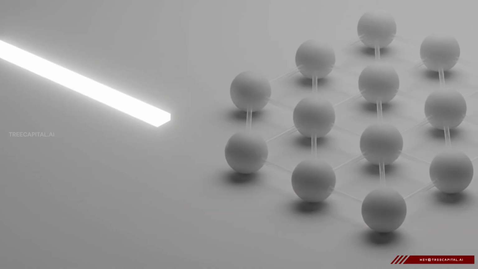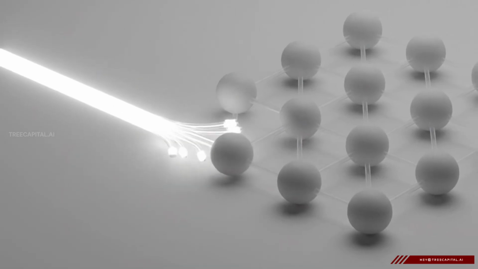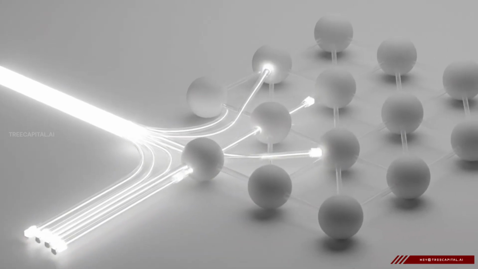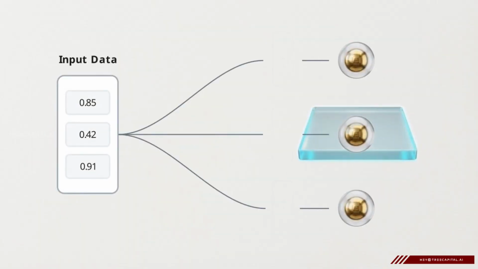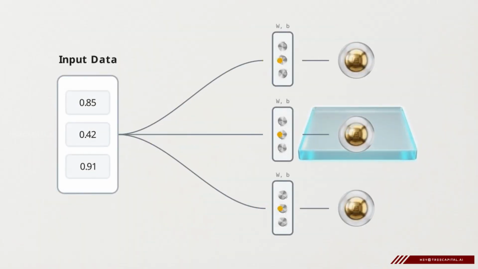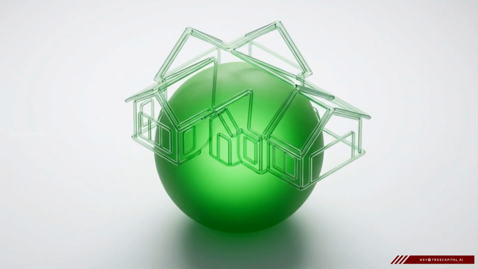In a full layer of a neural network, the single input vector enters dozens of parallel fibers simultaneously. Because every neuron in that layer has its own unique configuration of weights and biases, each one reacts differently to the same incoming data. Through training, these neurons specialize.